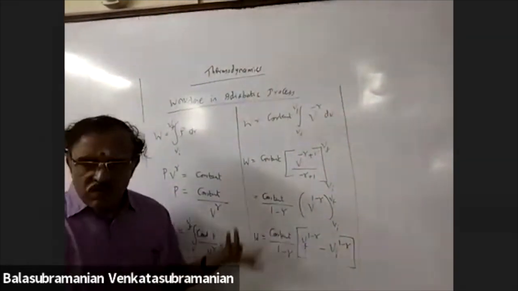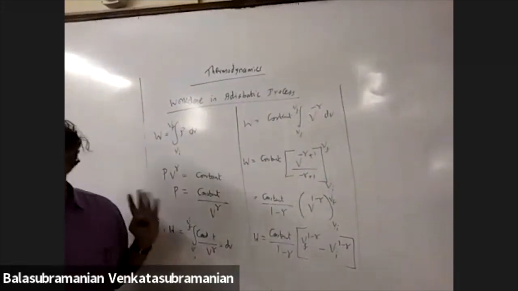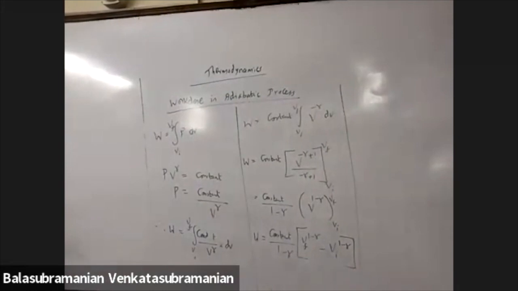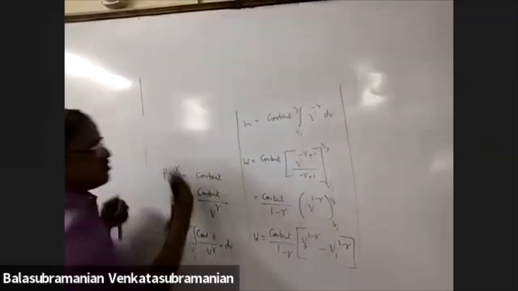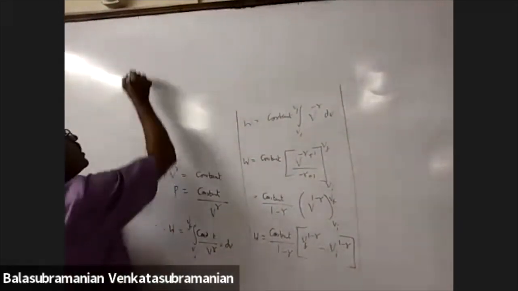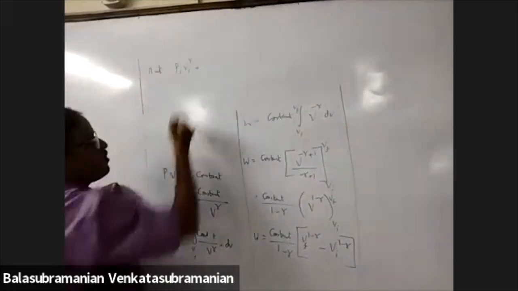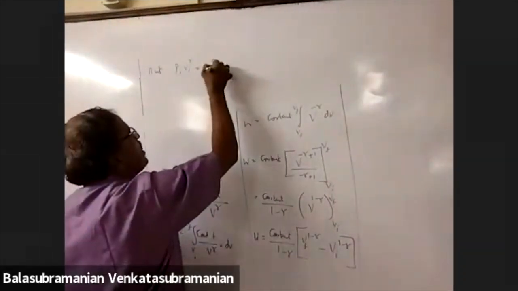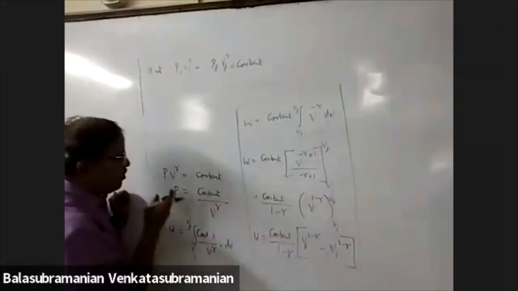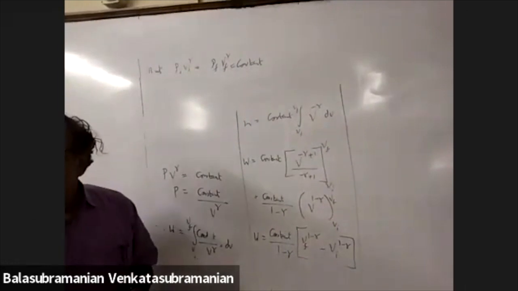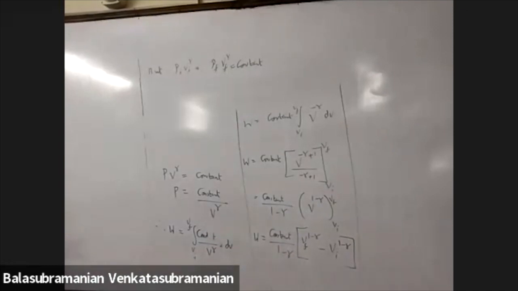What is this constant we have kept? PV power gamma is the constant. Substitute that value. Because PV power gamma is equal to constant, it means Pi Vi power gamma, Pf Vf power gamma, constant value. That is the thing we have discussed here.